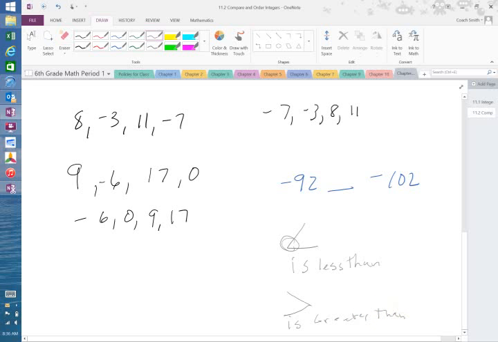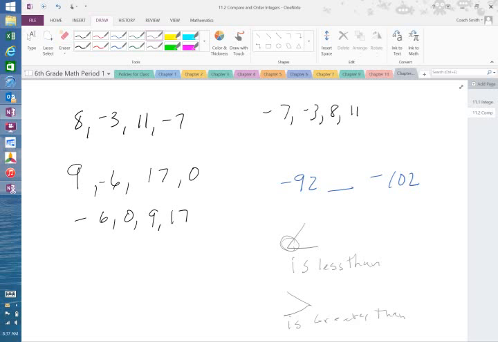Okay? I think it was my second grade teacher who would always tell me the alligator's mouth always goes to the larger number. I never really did see the alligator, but we've talked about that before, and I drew my little stupid alligator out there, and that's why I'm not an art teacher.